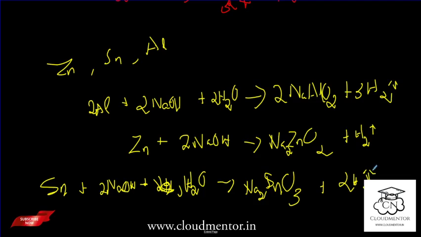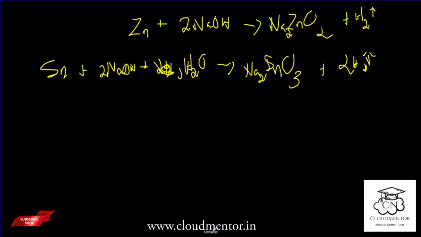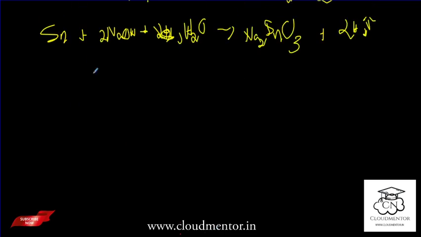Okay, the next method is from the ionic hydrides. The ionic hydrides of alkali and alkaline earth metals also evolve H2 on reaction with water.